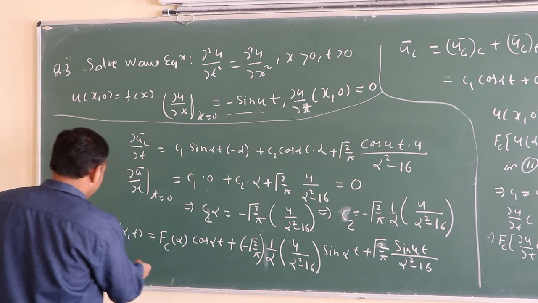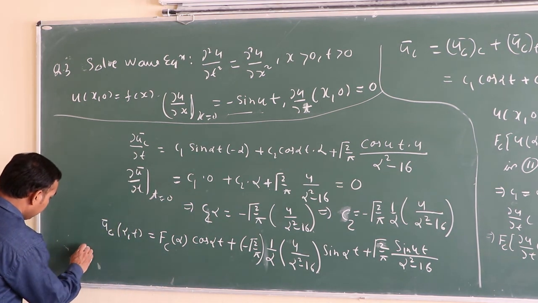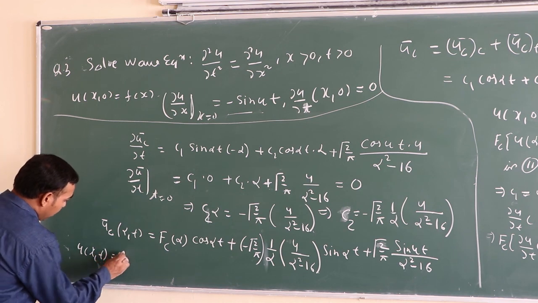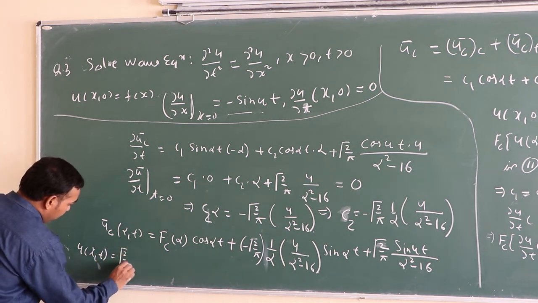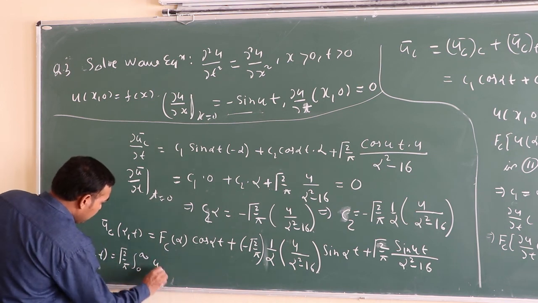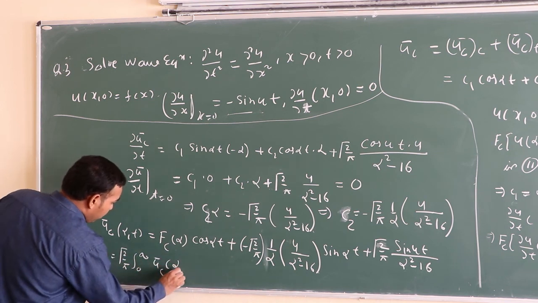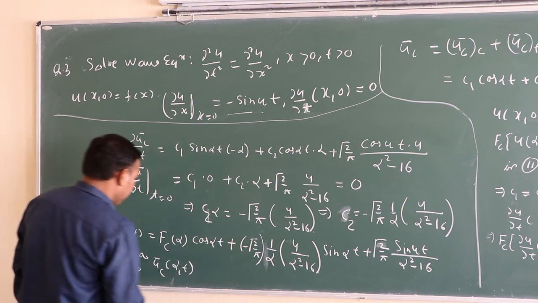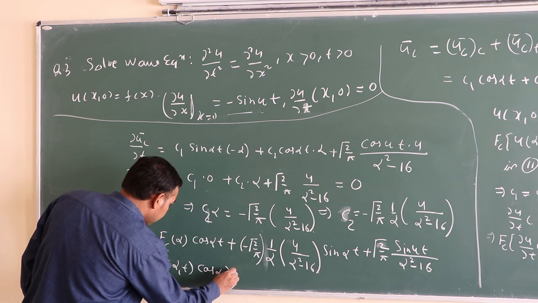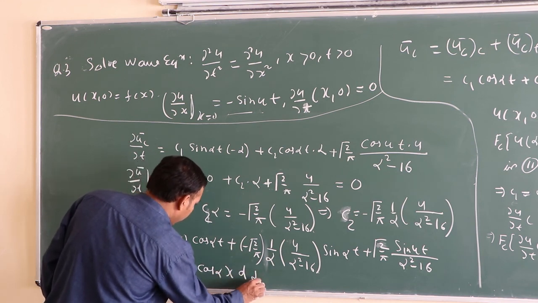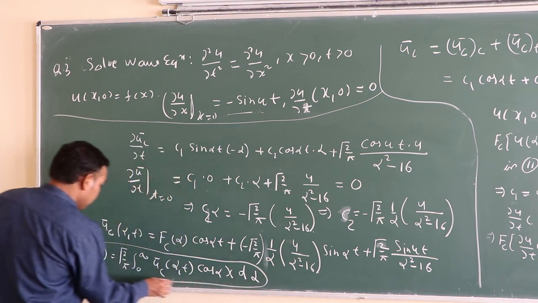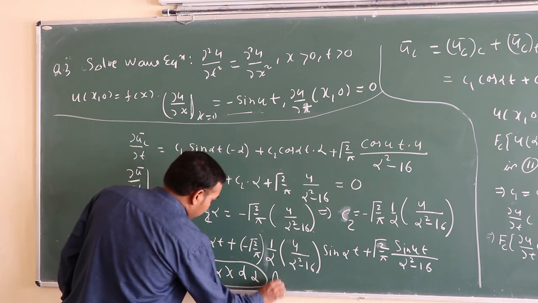So finally the solution of this problem is under root 2 upon pi, integral from 0 to infinity of u_c bar of alpha, t cos alpha x d alpha. We can say this is the solution of the given problem.